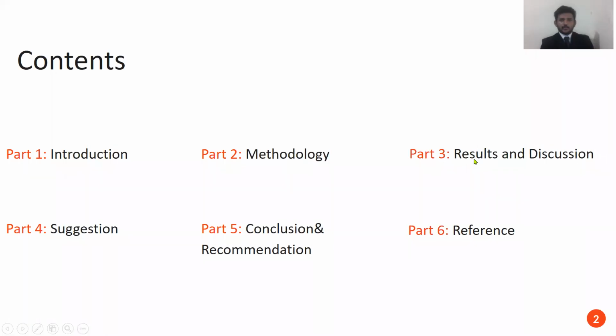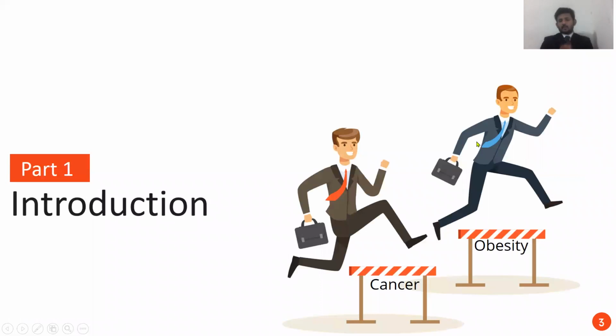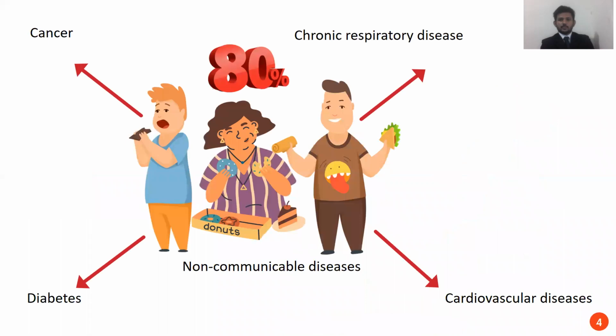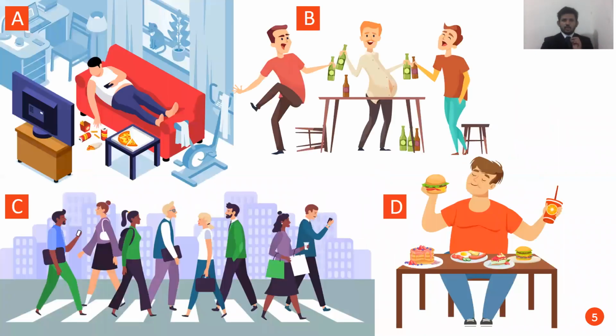This is my content. To give a brief introduction about the glycemic index and its surroundings, let's focus on this figure. Do you know that more than 80% of premature deaths are happening due to non-communicable diseases like diabetes, cancer, chronic respiratory diseases, and cardiovascular diseases? The main reasons for these deaths are inactiveness, alcohol consumption, a busy lifestyle, and poor dietary habits. Dietary habit is associated with food.